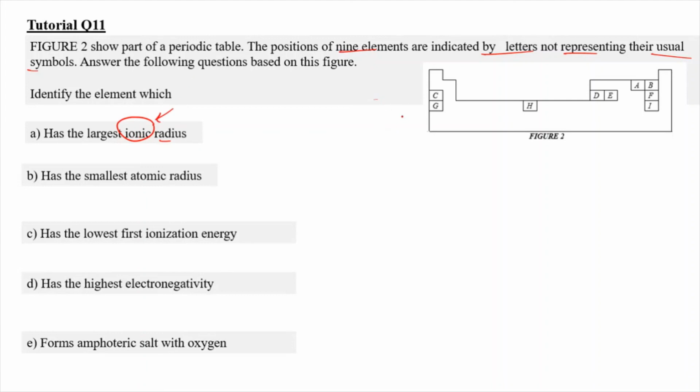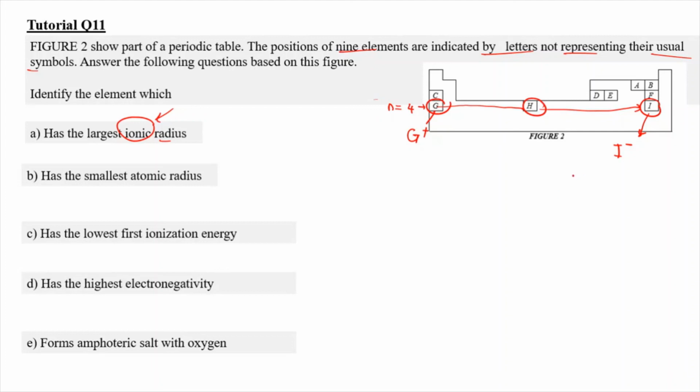So logically, the largest ionic radius will fall into this period, which is either G, H, or I. And we know that when we are talking about ions, it needs to be positive or negative. Usually, because G is in group 1, it's going to become G plus. And for the H element here, it is a transition element, so we cannot easily determine the charge, but we know that I is going to become I minus.